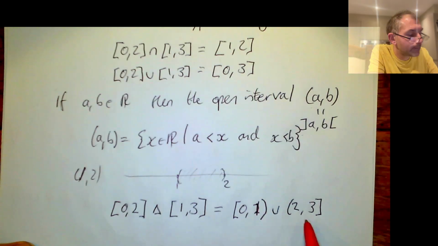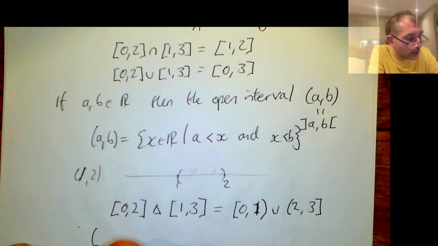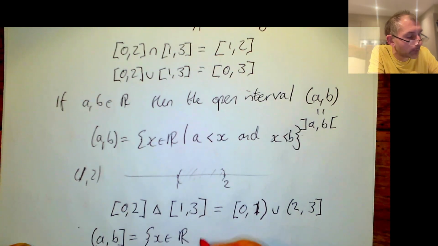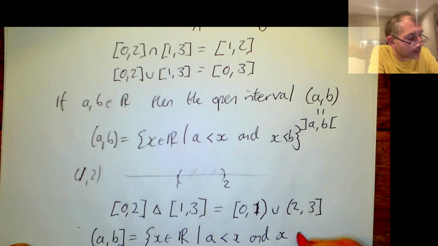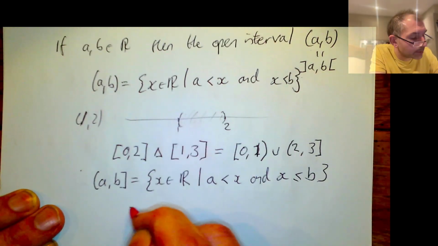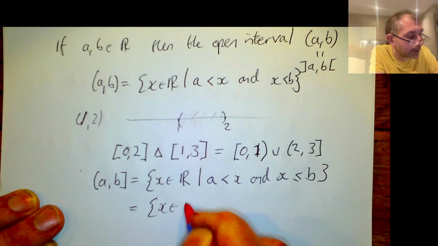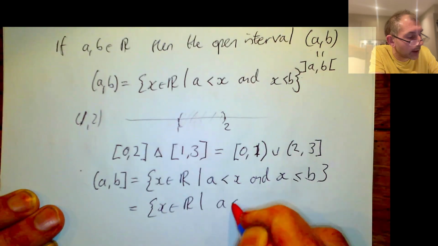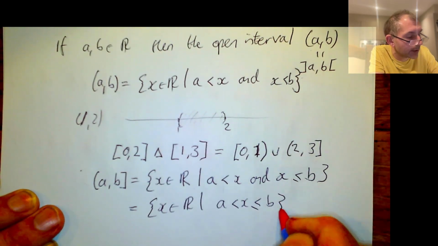So here I kind of mixed the notation. So the open and closed interval (a, b] here is just the x in R such that a is less than x and x is less than or equal to b. And of course, as before, you could just write it in this way: a less than x less than or equal to b.